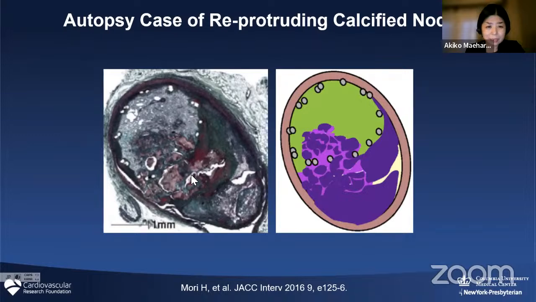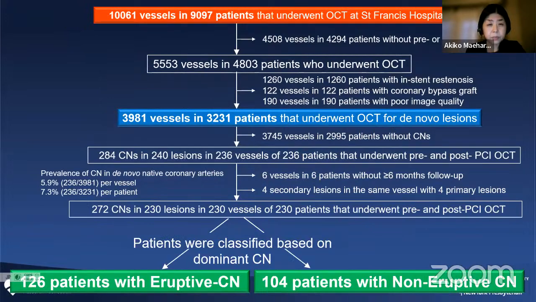You see the stent, and you see the calcium in the plaque, but that calcium is also protruding through the stent. This is how reprotrusion of the calcified nodule looks as a cause of stent failure. To answer what type of calcified nodule is bad, we included about 10,000 cases and looked at every case, and finally we found about 250 very clean calcified nodule cases. Half of them were eruptive calcified nodule, and half were non-eruptive calcified nodule.